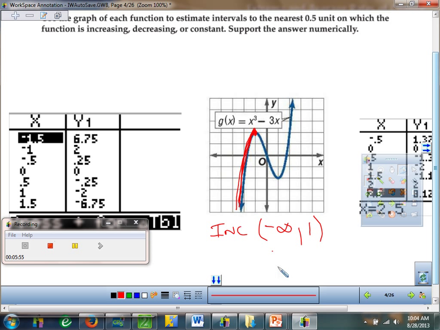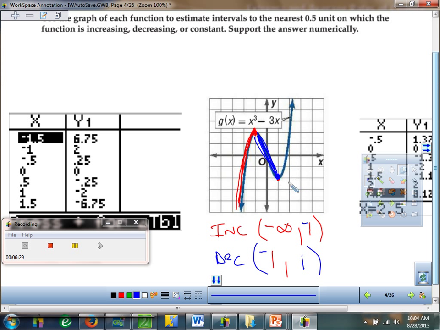Now from 1 down to here. Okay, so we're going from 1 to here. What's happening to our graph? Well, it's decreasing. Now, so from, I'm sorry, this is negative 1. So from negative infinity to negative 1, we're increasing. And from negative 1 to 1, we're decreasing. Okay, so once we get here, we're decreasing.